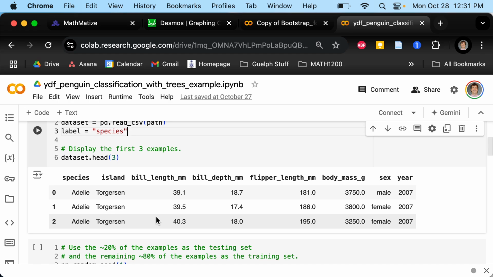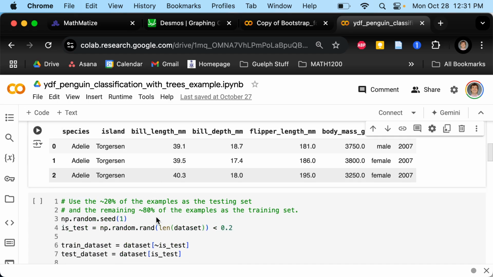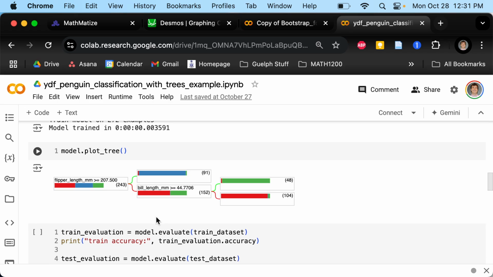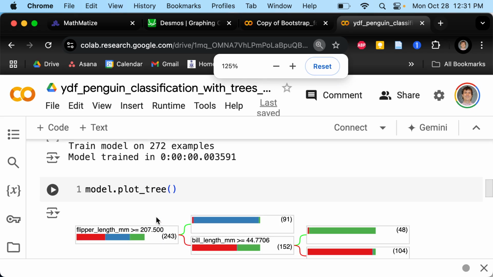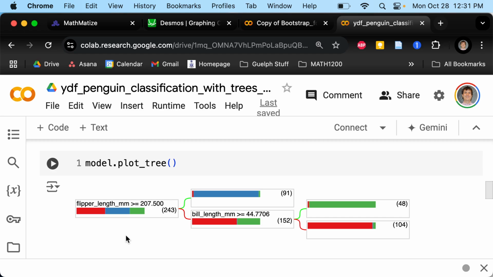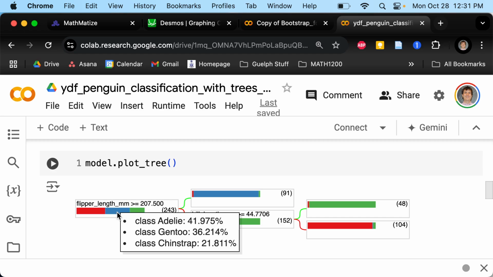And there are 3 types of penguins. Here is a little tree that the computer made to classify these things. And it's nice because it shows you visually the distribution of the classes. If you mouse over this, 41% of the penguins were this Adelie class, 36% were this Gentoo class, and 20% of the penguins are this Chinstrap class. So that's the breakdown of our 243 penguins. They're split sort of into 3.